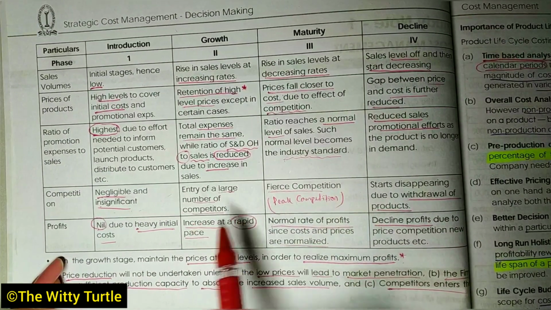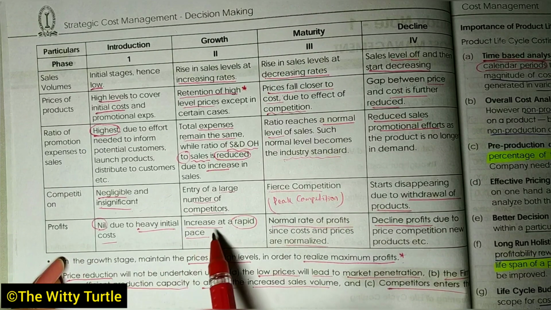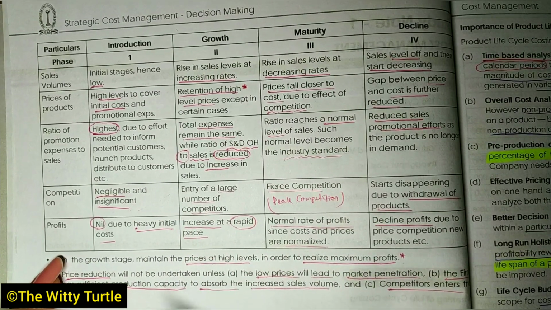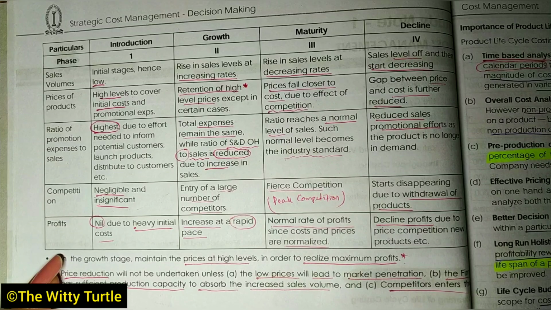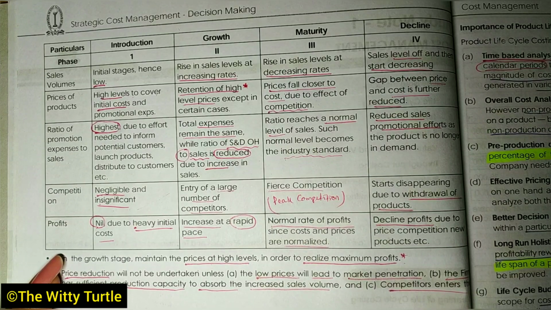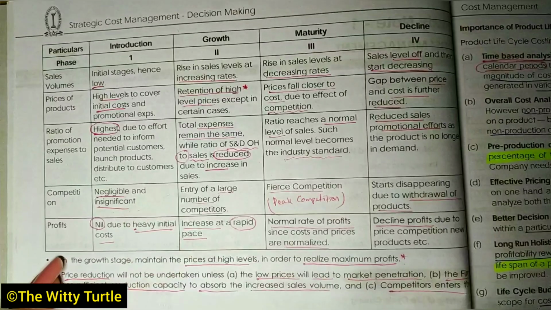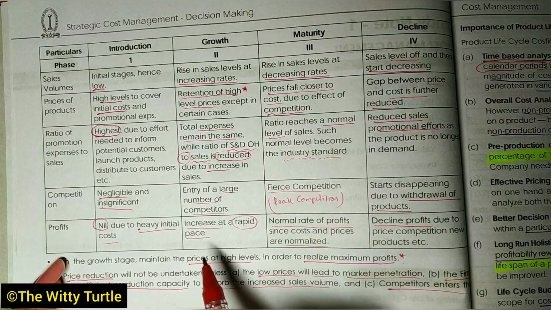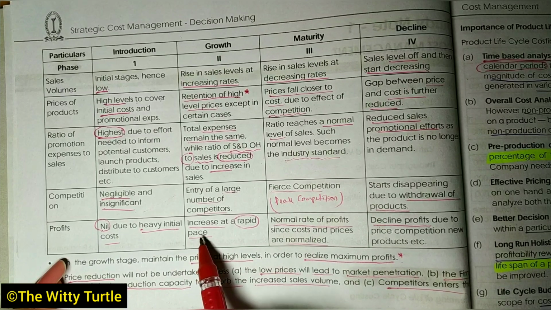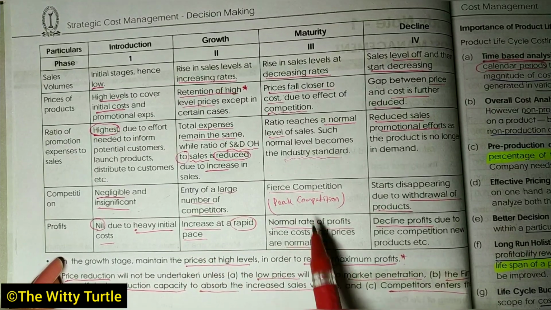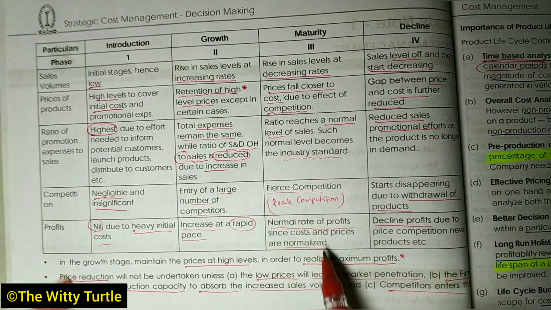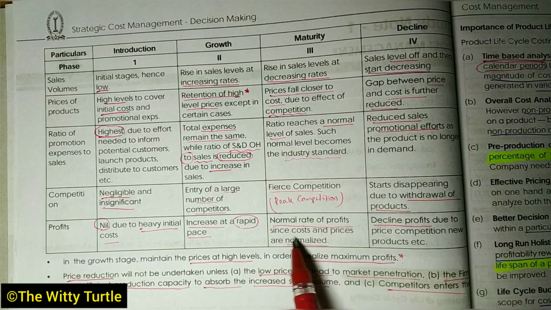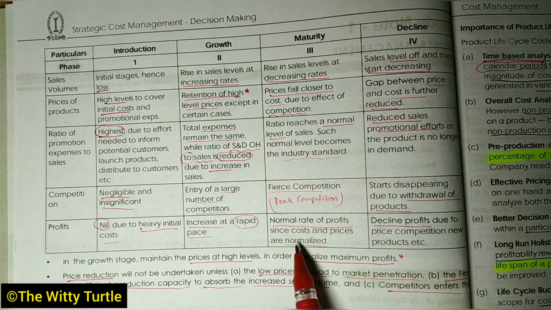In the growth phase what happens? The profit increases at a rapid pace. Why? Because obviously the sales amount increases at an increasing rate. So obviously generally जैसे ही sales volume बढ़ता जाता है और cost धीरे धीरे recover होता जाता है, so the profits start to increase at a rapid pace. In the maturity phase what happens? Normal rate of profits since costs and prices are normalized.